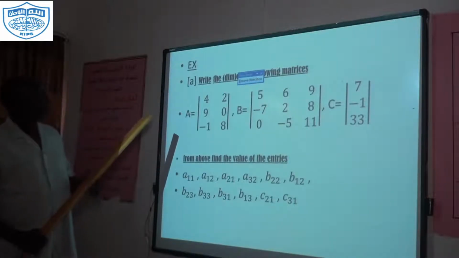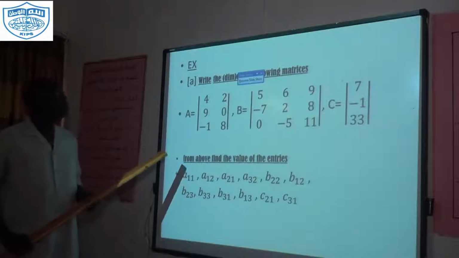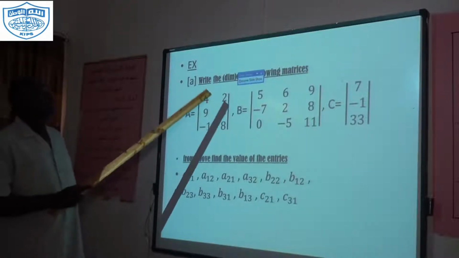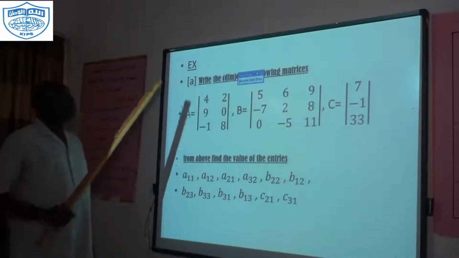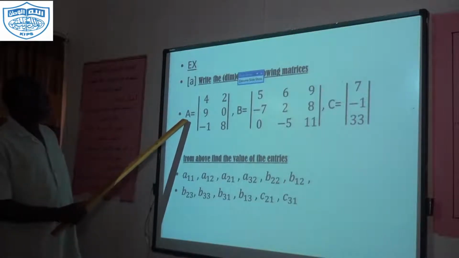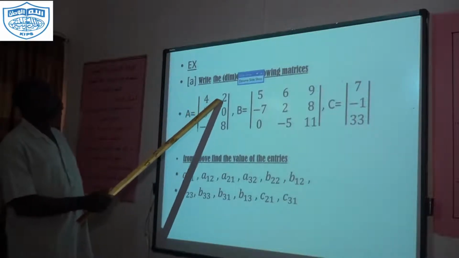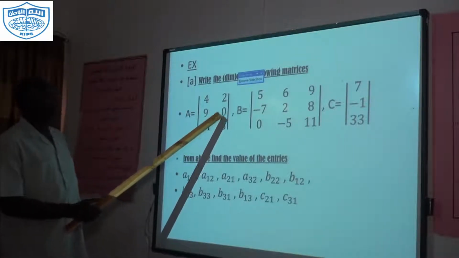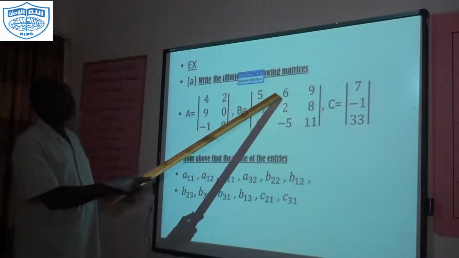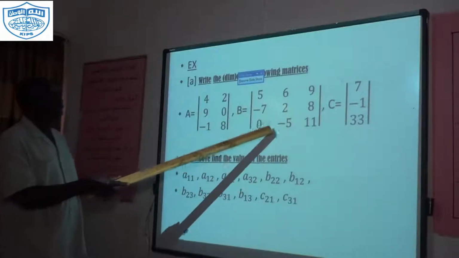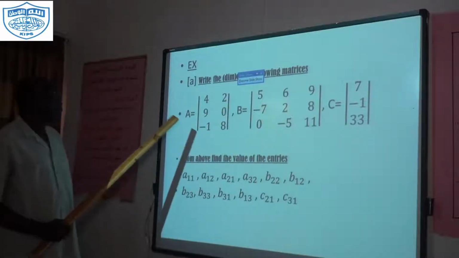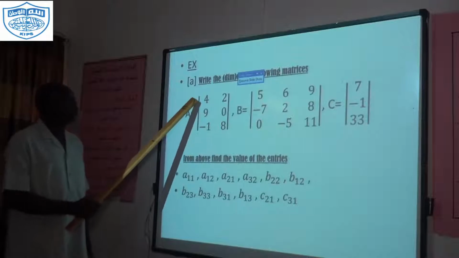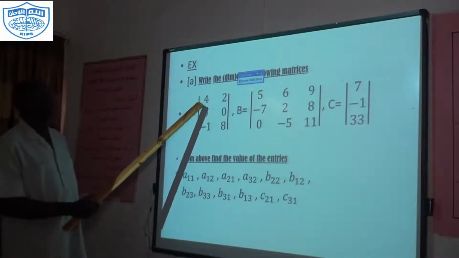Okay, we have some examples. Write the dimension of this matrix. Matrix A: 4, 2, 9, 0, negative 1, 8. Matrix B: 5, 6, 9. This is the entries, and this is the rows. So we find that the dimension or the order of this matrix is 3 by 2.